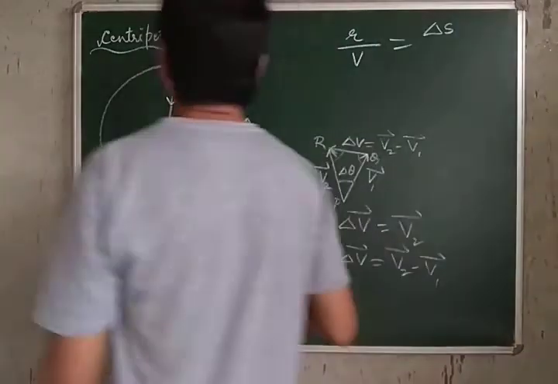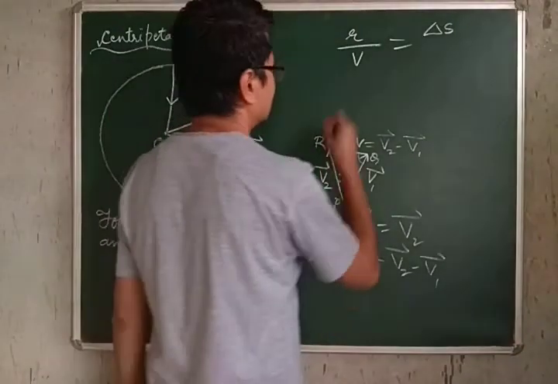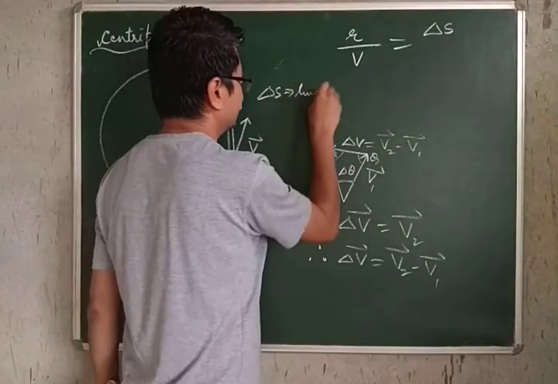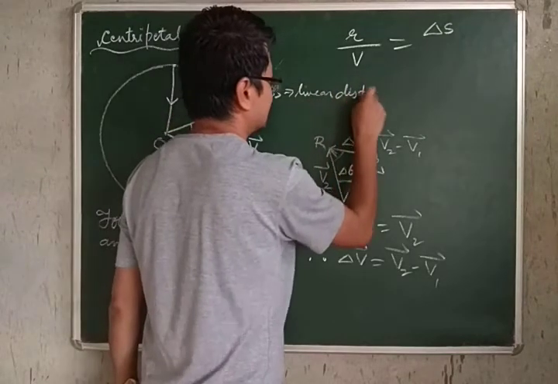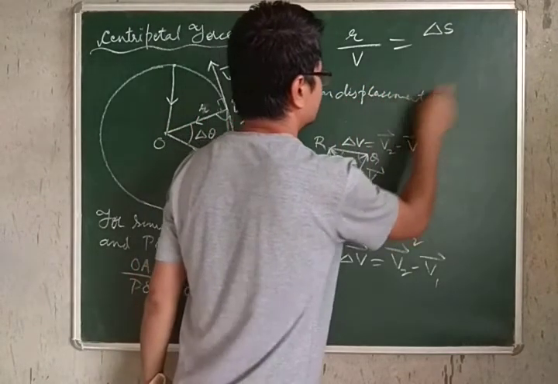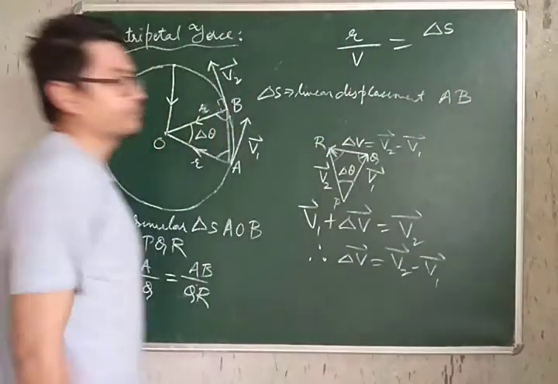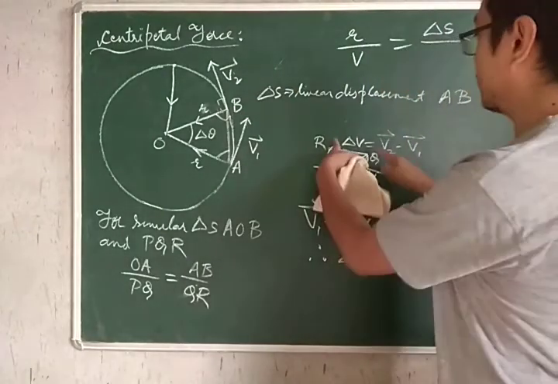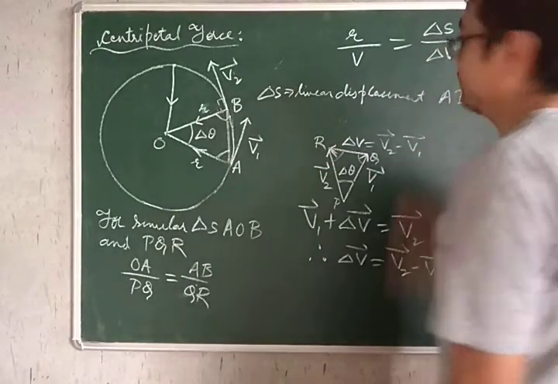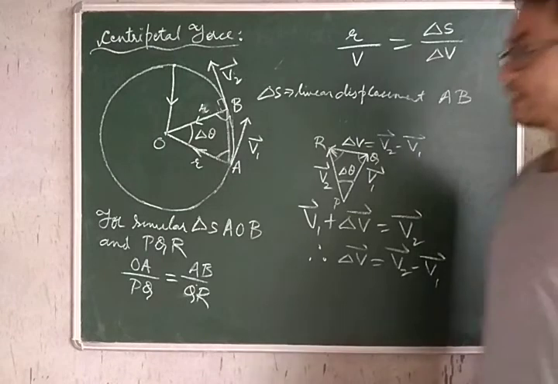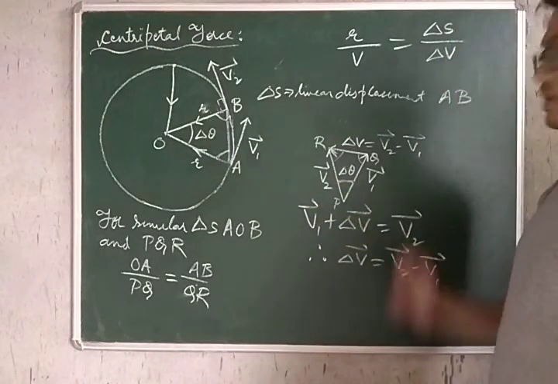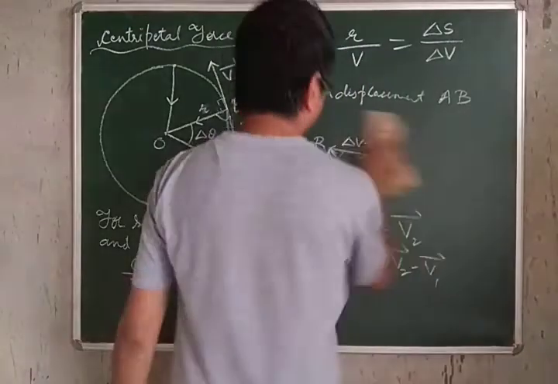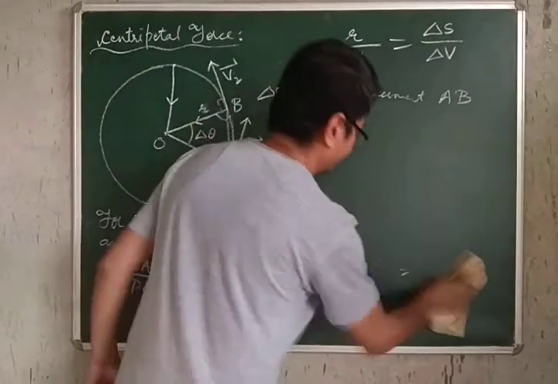I forgot to mention where I write it. So delta S is your linear displacement AB, divided by QR. Now what is QR? QR is delta V. So this is what we get using the properties of similar triangles.